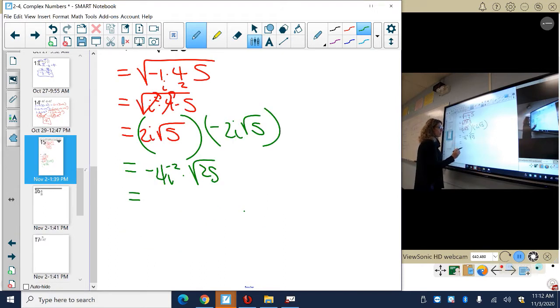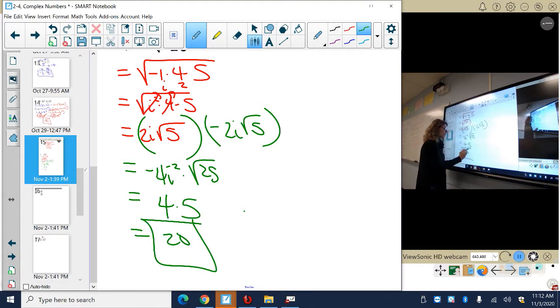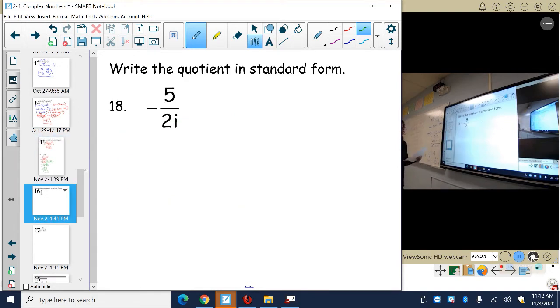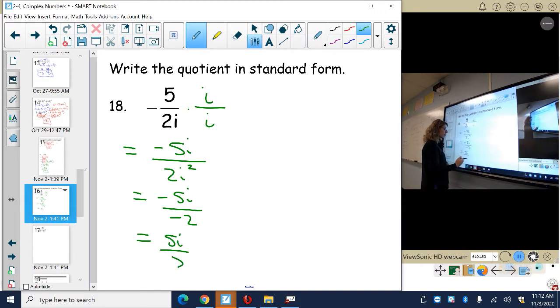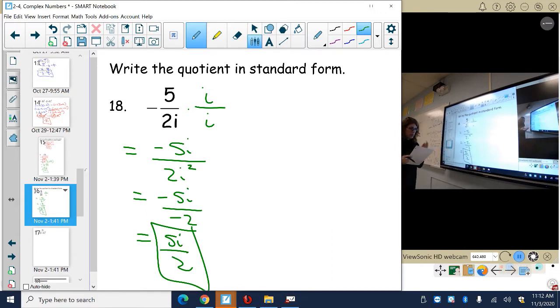So that's going to be positive 4 times 5, which is 20. Okay? Next, number 18. It says write the quotient in standard form. So you can't divide by an i. So we're going to multiply by i over i to eliminate that, to give me negative 5i over 2i squared. 2i squared is going to turn into a negative 2. A double negative is a positive, and you are done with that.